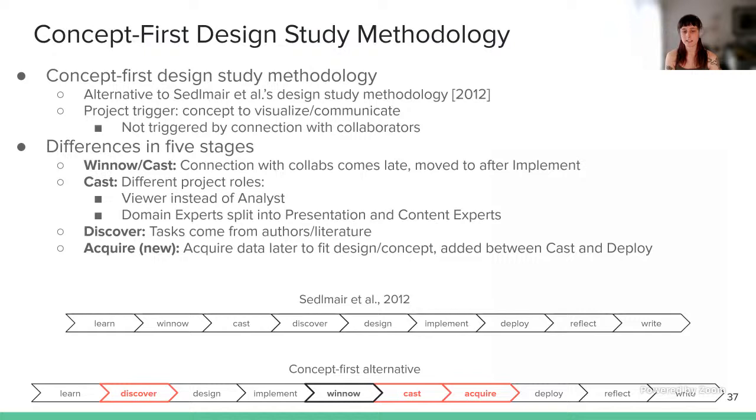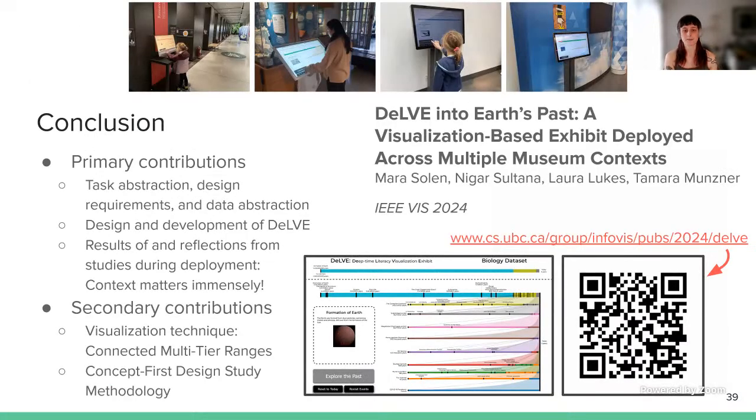We have this new stage, acquire, where we need to acquire data to fit our design, which is quite different from the standard design study, where you are typically designing to work with a certain set of data. And finally, in the deploy stage, we found we needed more in-depth field studies to actually validate our work than typical.